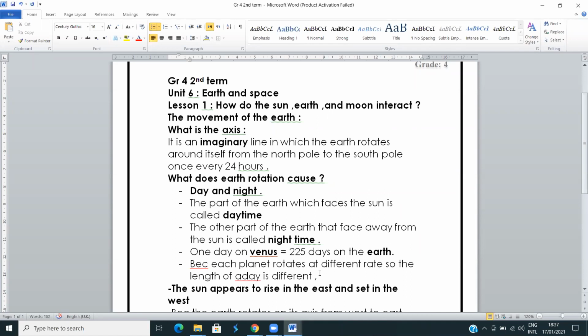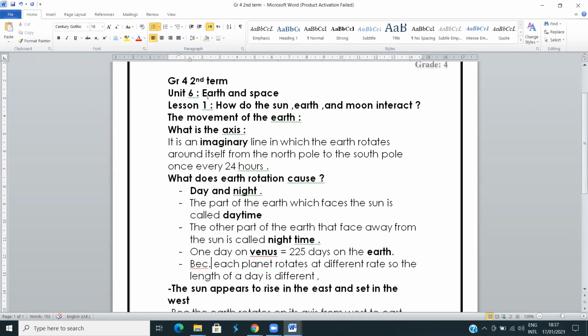Here you will find that one day of Venus equals 225 days on Earth. Why? Because Venus is a planet. Earth is another planet. But the day on Earth is different from the day on Venus. Why also? Because each planet rotates at a different rate. So the length of a day on each planet is different from each other. So that's everything here.